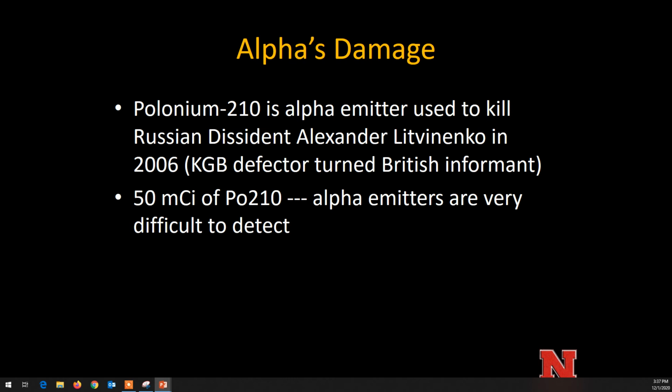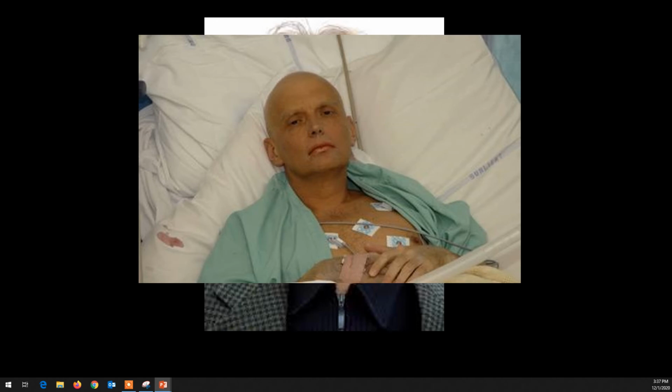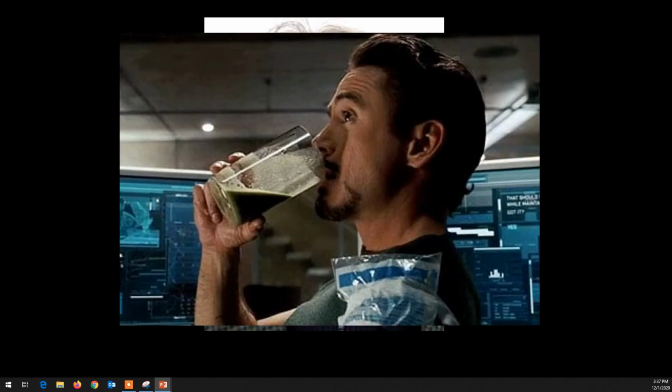Alpha emitters are very difficult to detect, and this guy went from this to this in a very short time because the alpha emitters just do so much local tissue damage.